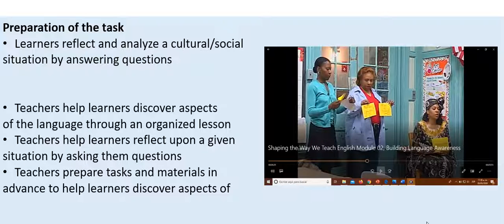For example, learners reflect and analyze a cultural and social situation by asking questions. Yes? So reflecting, asking and answering questions is a way to prepare, right? Teachers are preparing, remember. They are linking, experiential. It's important, experience. Because when you experience something, you are growing things inside of you. Yes, in your brain, in your mind, that will be there.